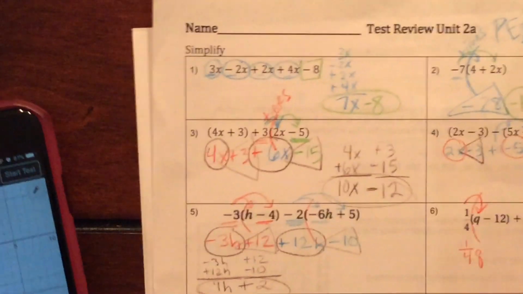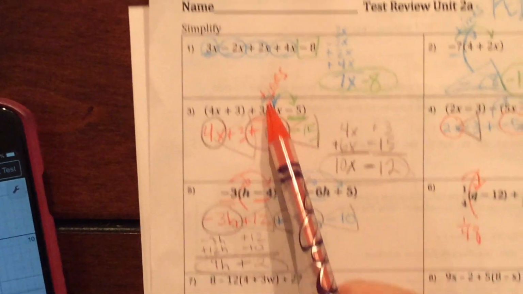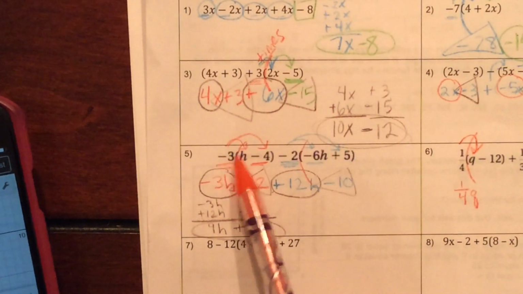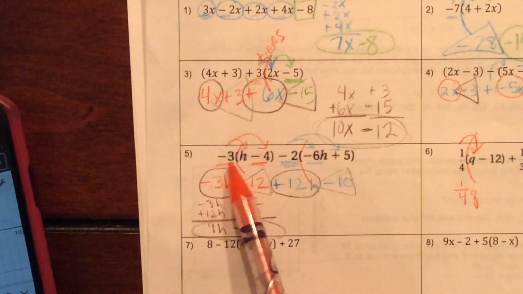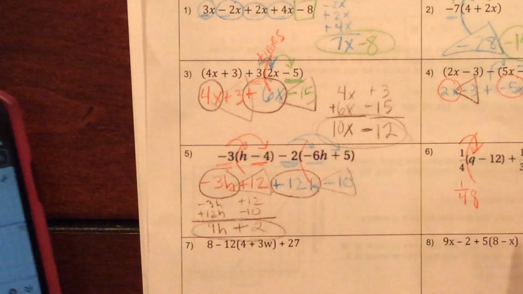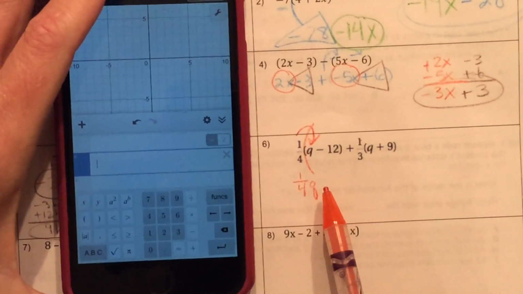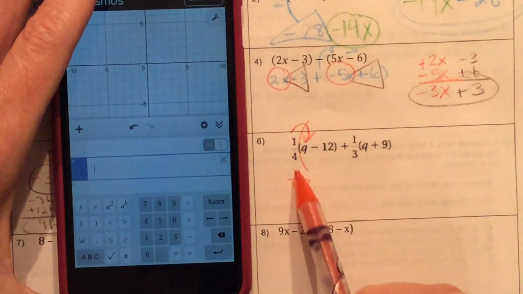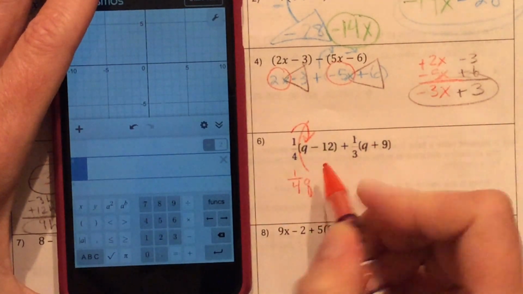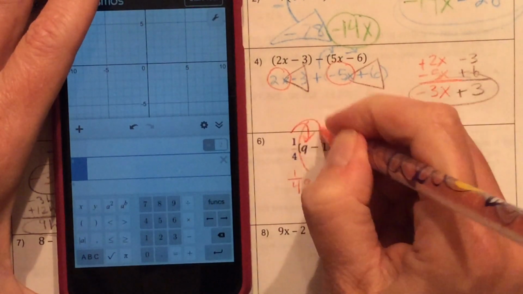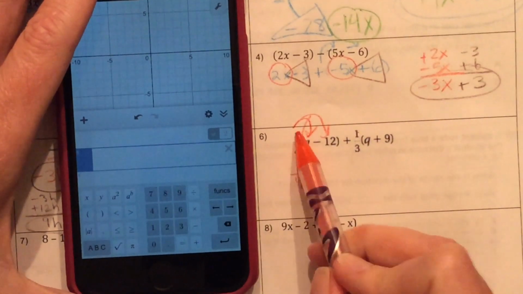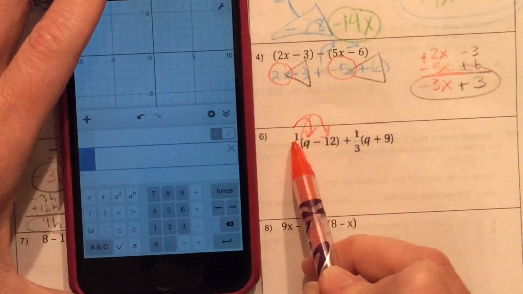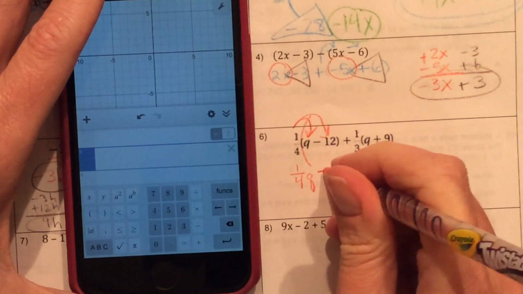There we go. -3 times h was -3h. Whenever I do this, it's the same thing even though it's a fraction. We have our 1/4 and then right next to our q, that means multiply. Then we're going to multiply these. 1/4 times a -12. A positive times a negative is going to be a negative.